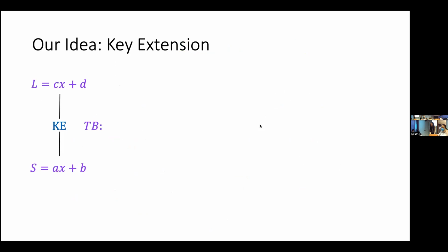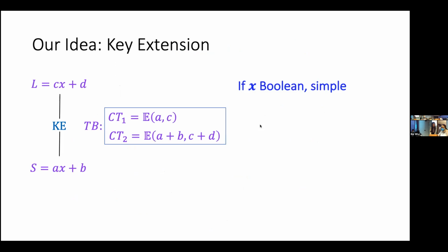How can we do the key extension? Well, let's think about it. If X were Boolean, extremely simple. I'll just put on the tables two ciphertexts using some encryption scheme. One encrypts C under key A. Another encrypts C plus D under key A plus B. Okay, so as written, they look like both scalars, but keep in mind that C and D are much longer vectors than A and B.